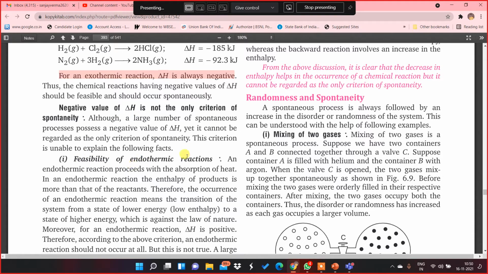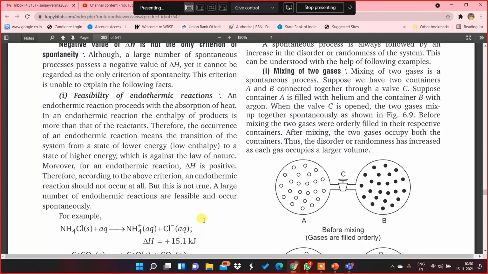Now, feasibility of endothermic reactions. There are endothermic reactions which are also possible. An endothermic reaction proceeds with the absorption of heat, with a plus sign for delta H. In an endothermic reaction, the enthalpy of the products is more than that of the reactants. Therefore, the occurrence of an endothermic reaction means the transition of the system from a state of low energy, low enthalpy, to a state of high energy, high enthalpy, which is against the law of nature. Moreover, for an endothermic reaction, delta H is positive. Remember, for an endothermic reaction, delta H has a positive value, and for an exothermic reaction, delta H has a negative value.